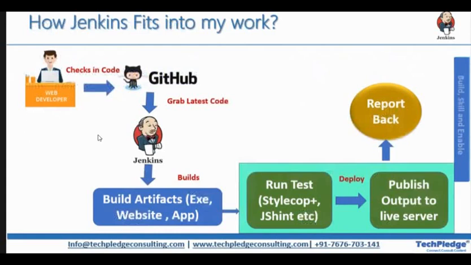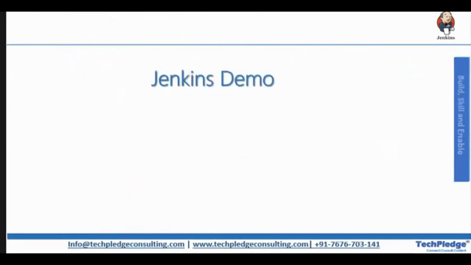As you can see in this slide, the developer is developing code on his local machine. Then he pushes it to GitHub, the common repository, and Jenkins pulls this code and builds artifacts. These artifacts are tested using different kinds of tools, and then the output keeps being published on the live server. The result will be published whether the test is successful or not. So this result helps the developer decide his next step. Fair enough? So now let's move to the Jenkins demo.